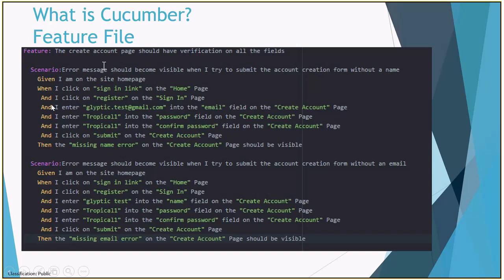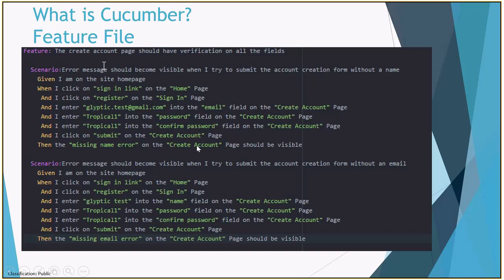Fine. All my actions, I'm combining all my actions. I'm combining all my navigations. This is my outcome. This is my expected result. Then the missing name error on the create account page should be visible. This is my expected result. This is my validation.